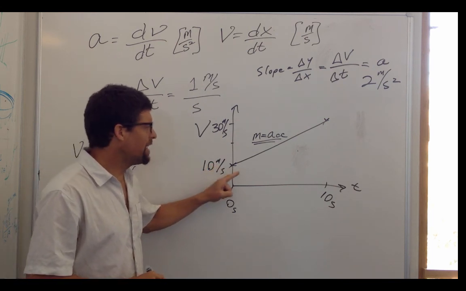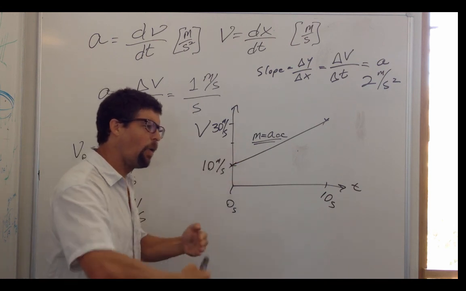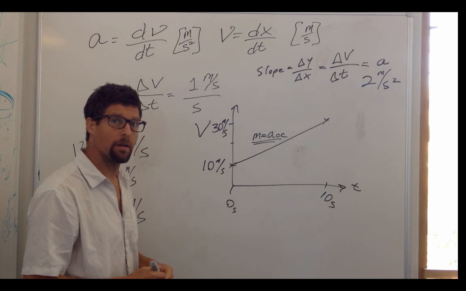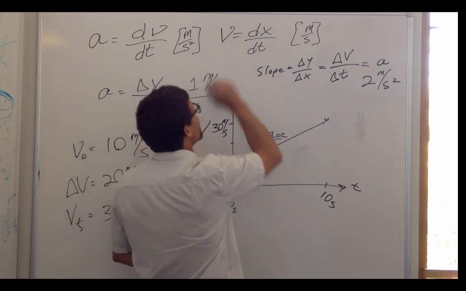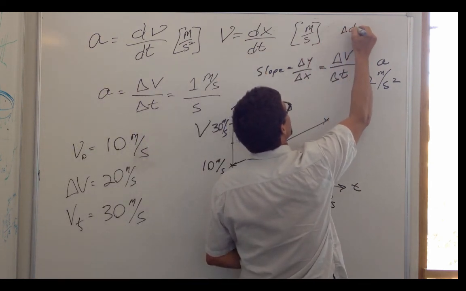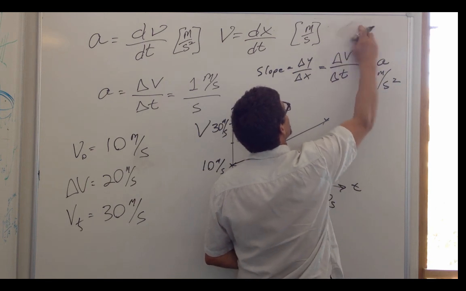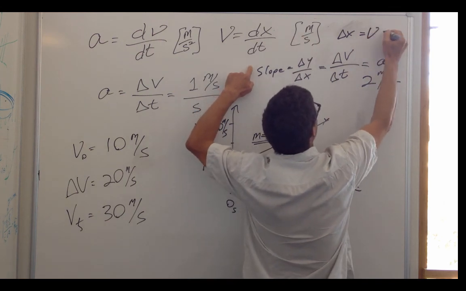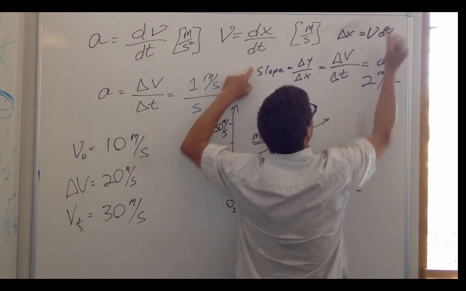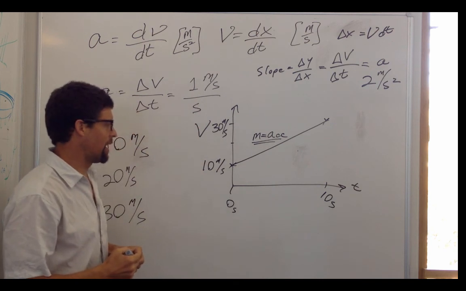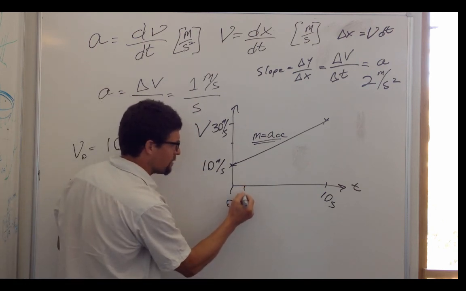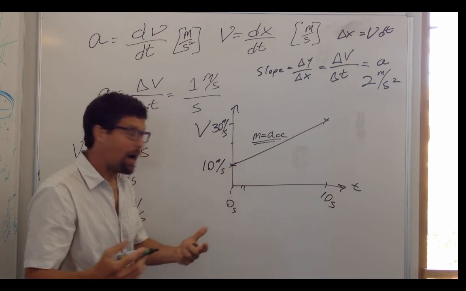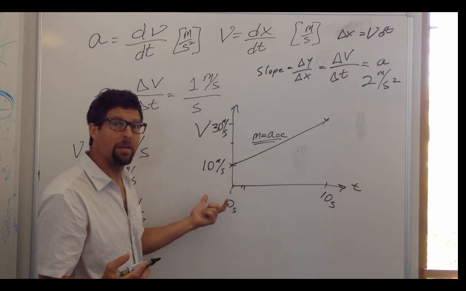Now, what is the displacement? How far am I compared to where I started? Well, let's see. The change in displacement is going to equal the speed times the little bit of time that has gone by. So in the first second, I'm moving at 10 meters per second. I'm going to have gone about 10 meters.